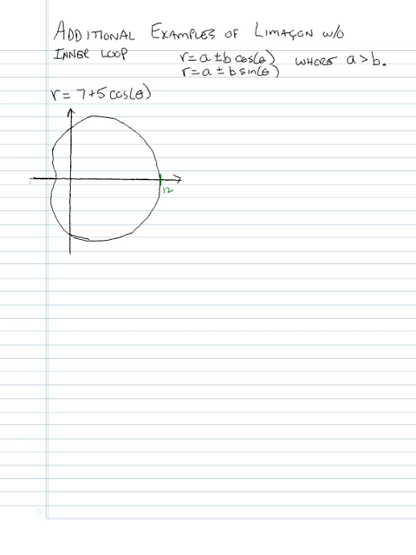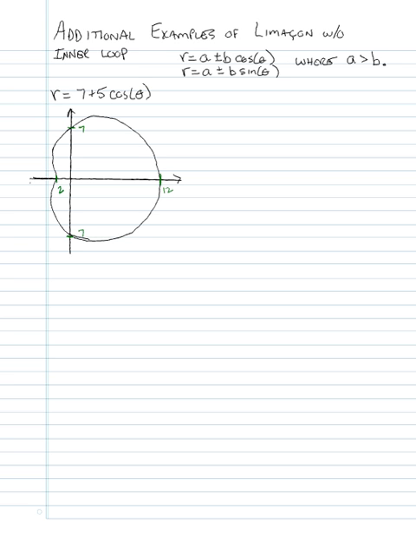When cosine of theta is 0, then our r value is 7. And that happens when theta is at pi over 2 and when theta is at 3 pi over 2. So this is that position value of 7 for r, and likewise here is a value of 7 for r. And the smallest r will be is when we subtract 5 from 7. That's the smallest r could be. And that happens when cosine of theta is -1. And that will happen when theta is pi. So this position right here is the 7 minus 5, or 2, for an r value.